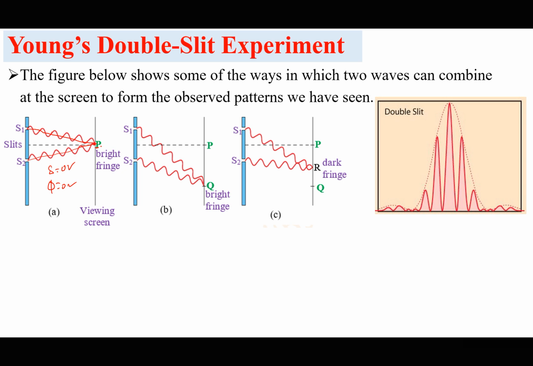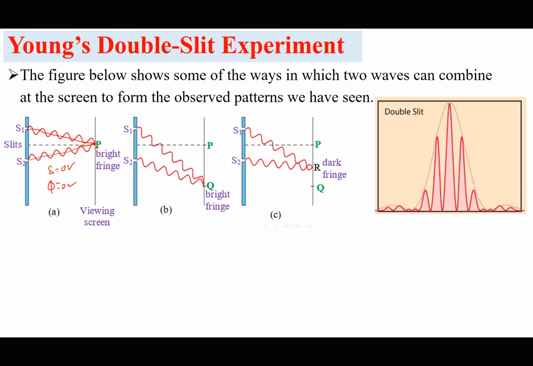And remember, whenever the path difference is 0, or the phase difference is 0, it means the waves travel the same distance to reach the screen. If they leave in phase and arrive in phase, constructive interference has occurred at that point, so we expect a bright spot or a maximum.